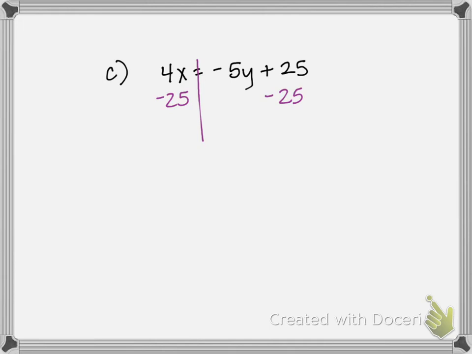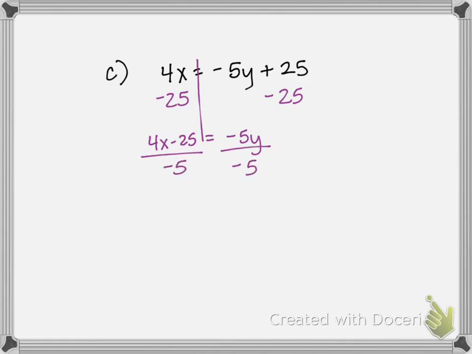4x and minus 25 don't go together. They're not like terms. So I end up with just 4x minus 25. And then on the right side, all that's left over is that negative 5y. Same way we got rid of the 3 times y, we're going to do the same thing here with the negative 5. And we're going to divide every single piece of this equation by negative 5.